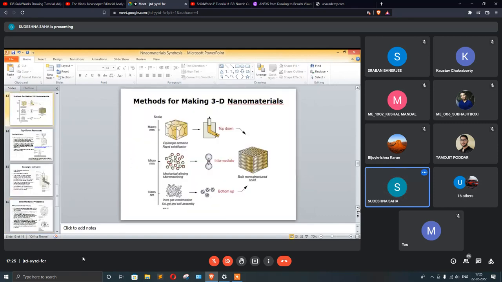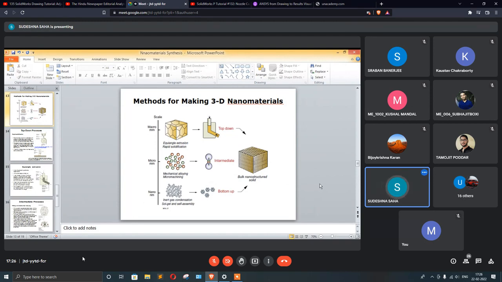Okay. So now we are moving towards the methods for making 3D nanomaterials rather than 1D or 2D nanomaterials. For 3D nanomaterials, if you just look at this figure over here, you can see that there are mainly two approaches. One is the top-down approach, and another one is the bottom-up approach, and obviously there is an intermediate approach.